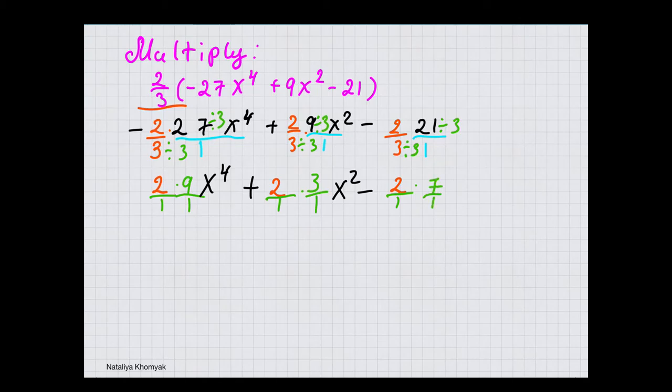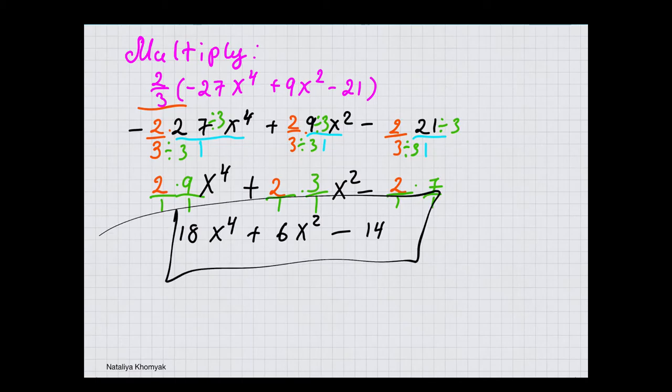Now we just have to simplify each term. So we have 2 times 9, 18x to the fourth plus 2 times 3, 6 over 1 makes it a whole number, x to the second minus 2 times 7, 14 over 1 makes it a whole number. There are no like terms, so that's our answer.